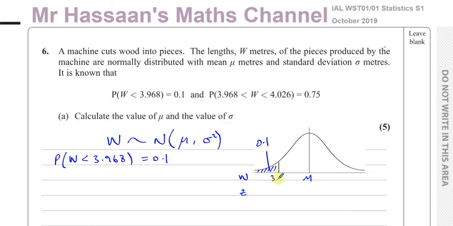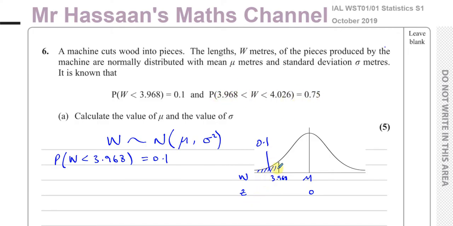So this is 3.968. Here the mean is 0 for Z. This place represents the mean, 0, and this side represents numbers which are less than the mean. So we want to find how many standard deviations below the mean this is, and that will help us find the values of mu and sigma in the end, alongside the information we can extract from this situation.